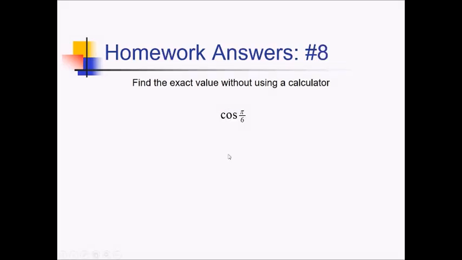On this problem, I want the cosine of pi over 6 radians. So let me convert that to degrees first. 180 divided by 6 is 30 degrees. So then this is going to be cosine of 30 degrees, which is one of our special values. That's just root 3 over 2.